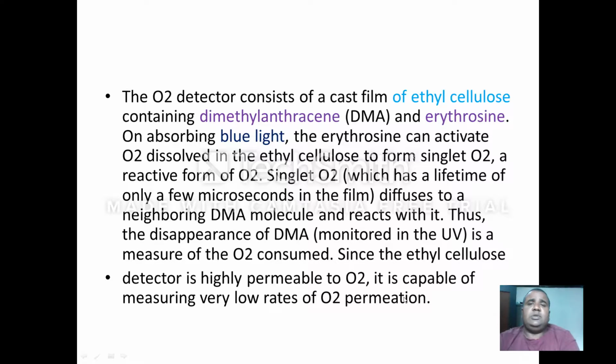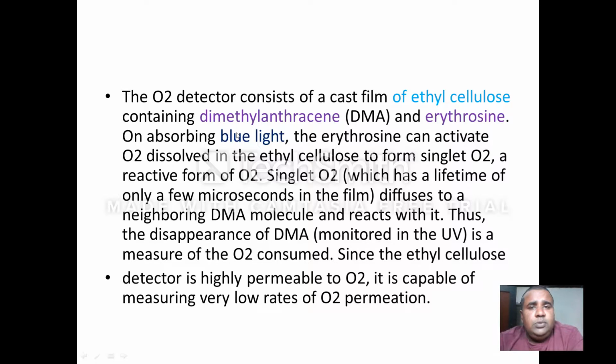So here is a practical example. This is the film that is used to detect O2 transfer, and for this a particular film, ethyl cellulose, is taken, and on the ethyl cellulose there is a coating of one compound, dimethyl anthracene, and another compound, erythrosine. So the base material is ethyl cellulose, on which we have coated these two materials, DMA and erythrosine.